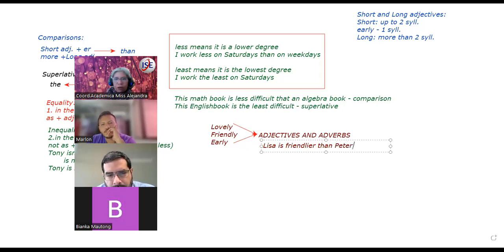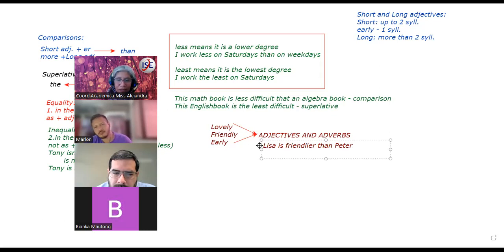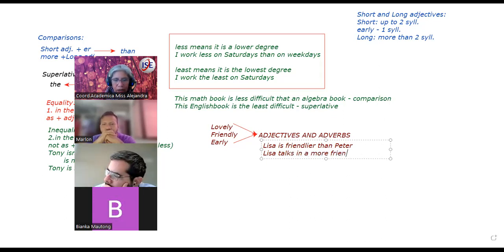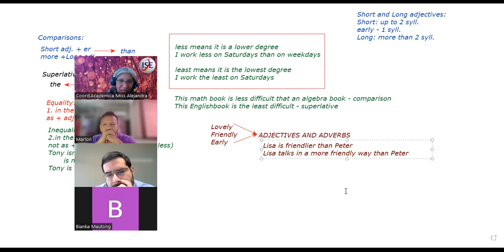Lisa is friendlier than Peter. We are describing her characteristics. But in the second one, we are talking about the way she speaks to other people. So the first one is an adjective and the second one is an adverb. So you don't use more friendly as an adjective, no, as an adverb.